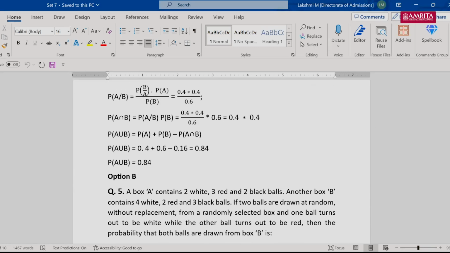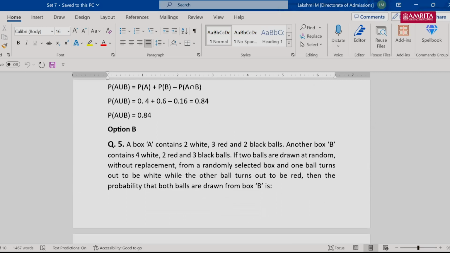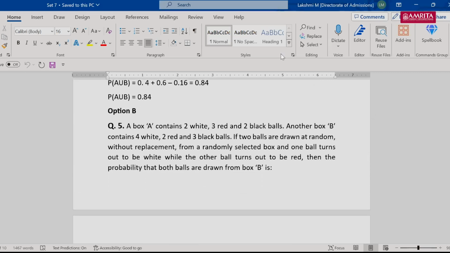Okay, this is question number 5. You can just go through it. And if there are any doubts, if you want me to repeat it again, you could just ask me.